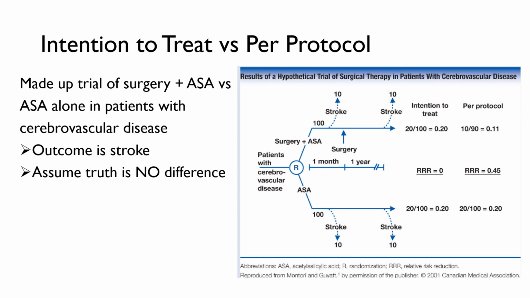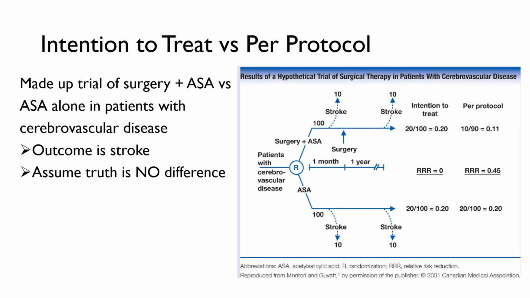And again, the assumption is that the truth is that there is no difference. So the relative risk reduction of the surgery plus aspirin compared to aspirin is 0, okay? And so that would mean that if there are 100 in each arm, there were 20 strokes in the aspirin arm and 20 strokes in the surgery arm.